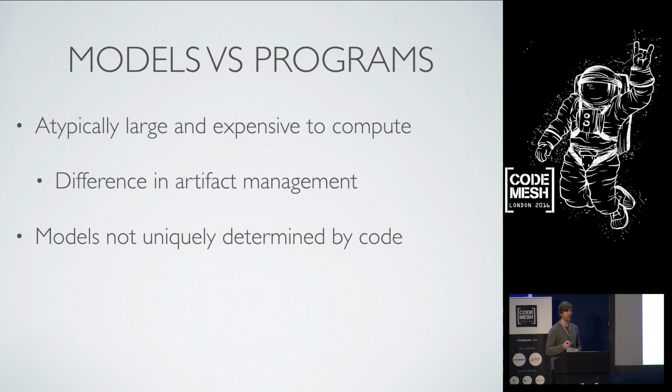Also, very importantly, models are not uniquely determined by code. Unlike most programs, where the code itself more or less uniquely determines what the thing does, models are not uniquely determined by code because you have this extra data dependency. And this leads to important differences in how you test these things, which gets us into the gremlin problem, which I'll explain in a little bit.